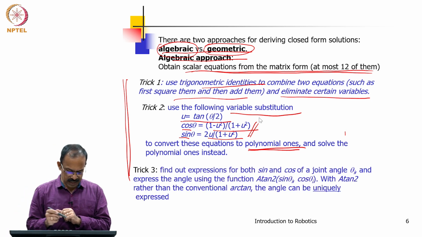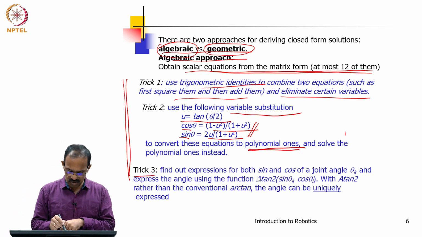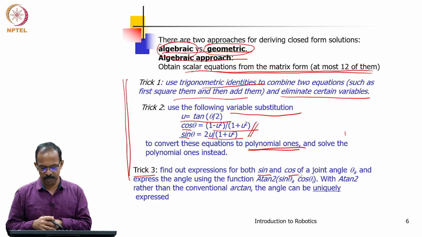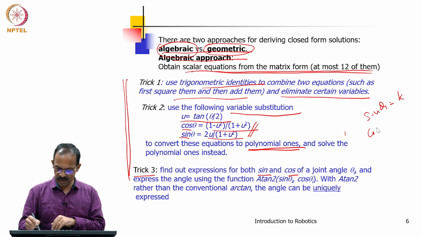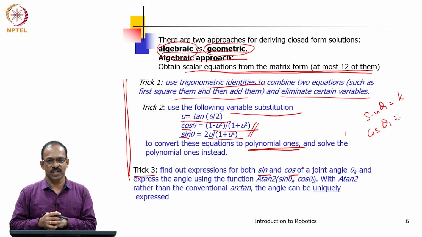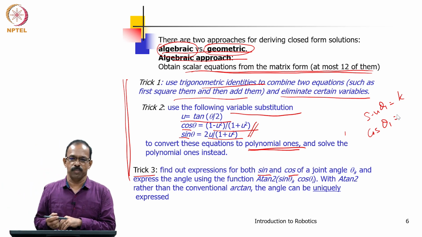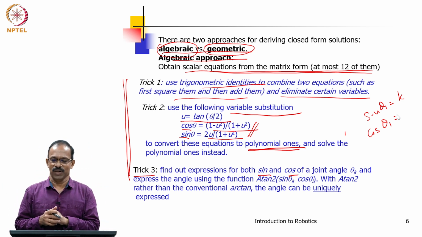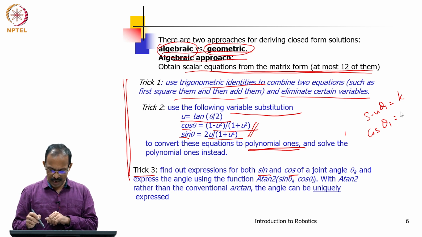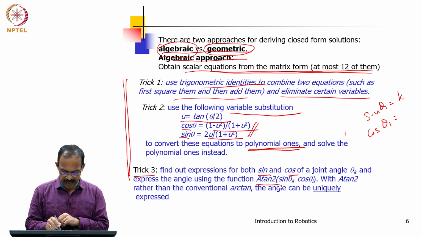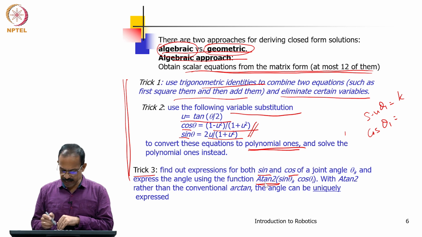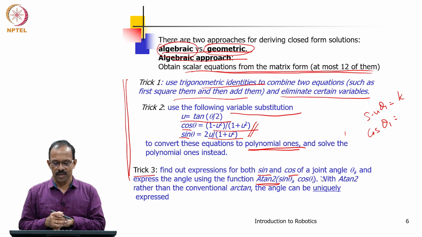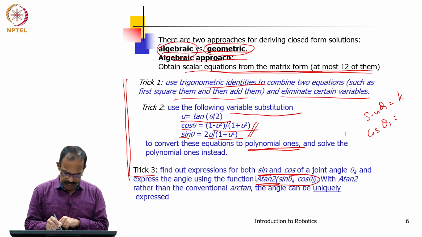Another trick to be used is to find the expression for both sine and cosine of a joint angle theta. You write sin theta 1 equal to k, and then you find cos theta 1. So cos theta 1 you write as the square root of 1 minus k squared. So you have sin theta 1 and cos theta 1, and then use a function called atan2 to get the theta value. So, atan2 of sin theta, cos theta. We write it as a function called the atan2 function.